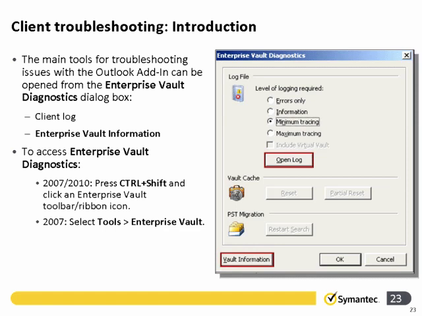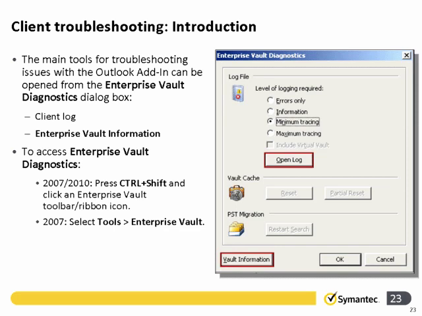We're going to look at the log file settings, and with the log file settings you can have it log just errors, you can have it log information, or you can do what's called minimum or maximum tracing. If you selected maximum tracing, you can also have it include any issues that it has with the virtual vault.